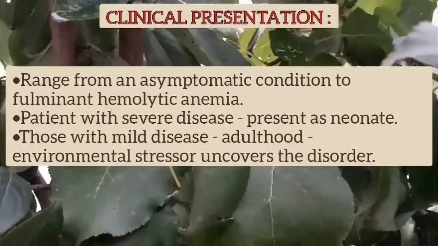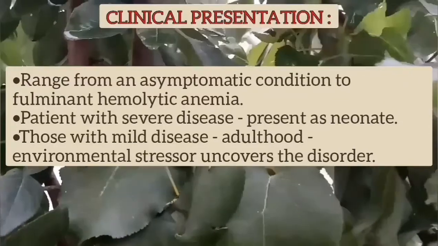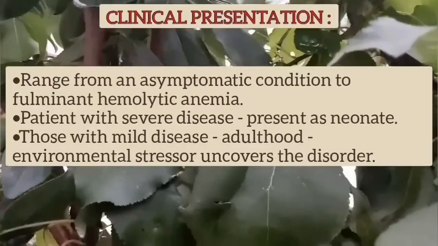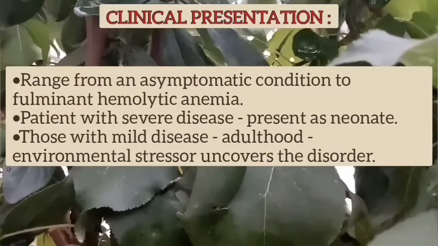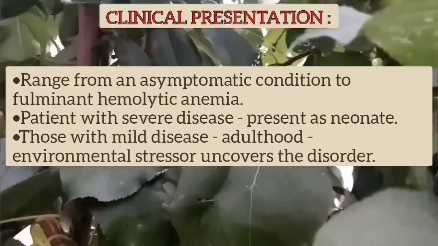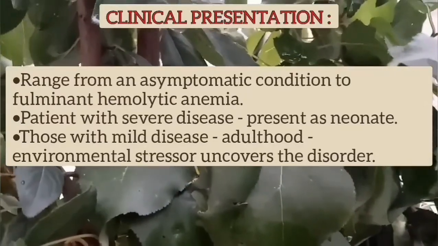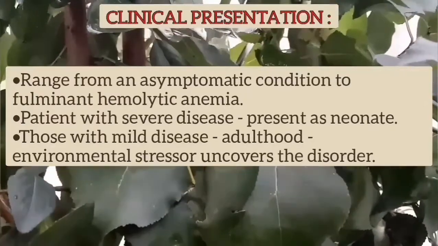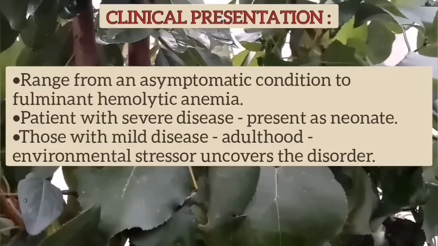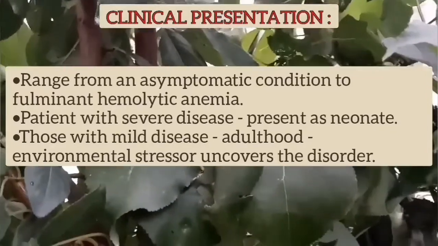Now, clinically, hereditary spherocytosis shows marked heterogeneity. It ranges from an asymptomatic condition to fulminant hemolytic anemia. Now, patients with severe disease may present as neonates, while those with mild disease may not come to medical attention until adulthood. And in this case, usually an environmental stressor uncovers the disorder.